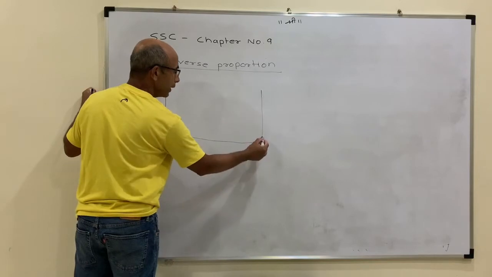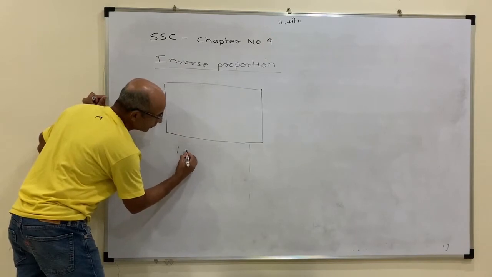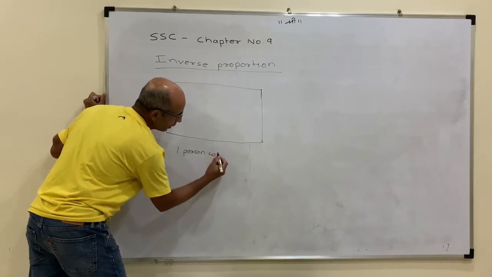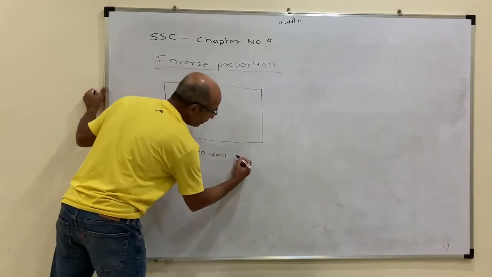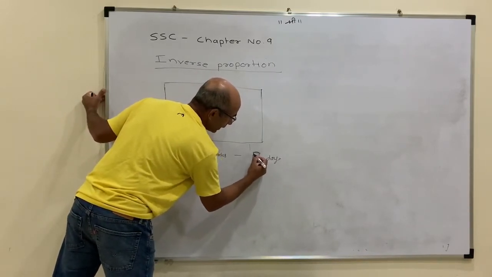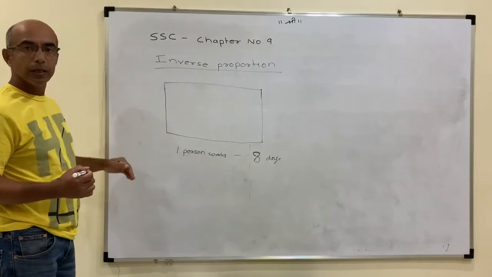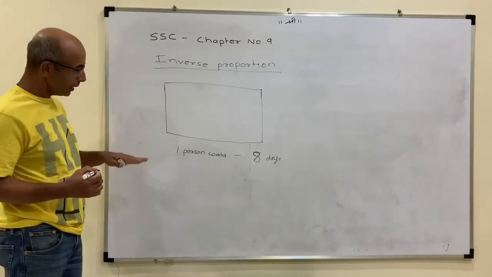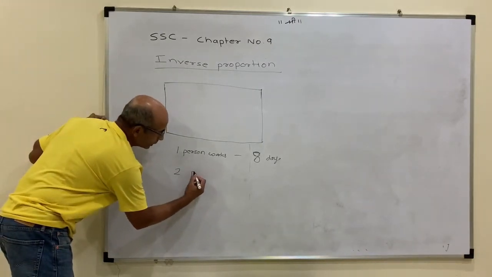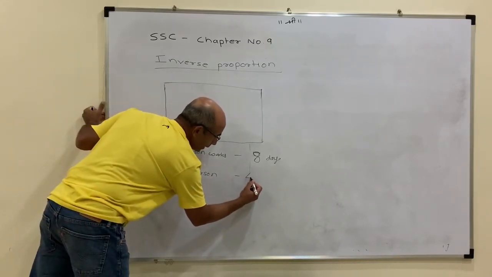This is a wall we need to build. So, if one person works, he can build this wall in 7 days. Or I say 8 days. Now, I want to get the job done. If I want to get this job done in 4 days, what do I have to do? I have to deploy 2 persons, or you can say 2 laborers. So, my wall will be built in 4 days.